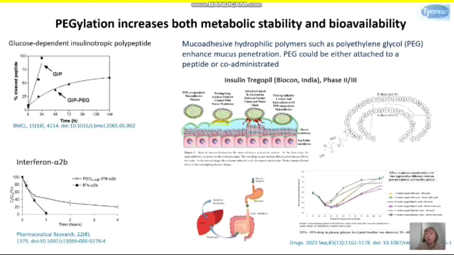And in this way, the probability to go through the tight junction increases as well. And here you can see how this approach was applied to create an orally available insulin, Tregopil, and this compound is now in phase 2-3 clinical trials, and this insulin analog can be prescribed orally.